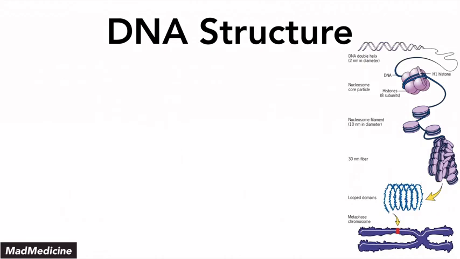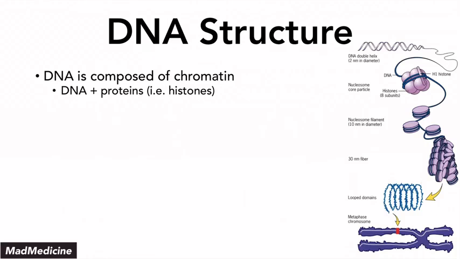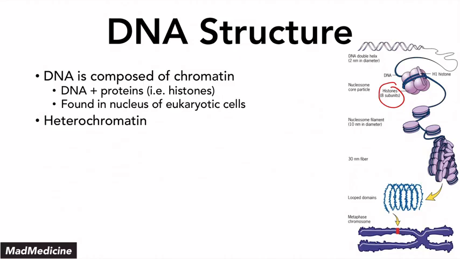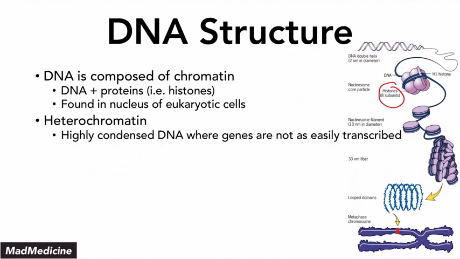Now, DNA structure is composed of chromatin. Chromatin is essentially DNA plus proteins, especially these histone proteins right here, which function to bind DNA together. Now, this is usually going to be found in the nucleus of the eukaryotic cells. So you can have heterochromatin, in which you have highly condensed DNA. Heterochromatin is highly condensed, so it is not easily transcribed.